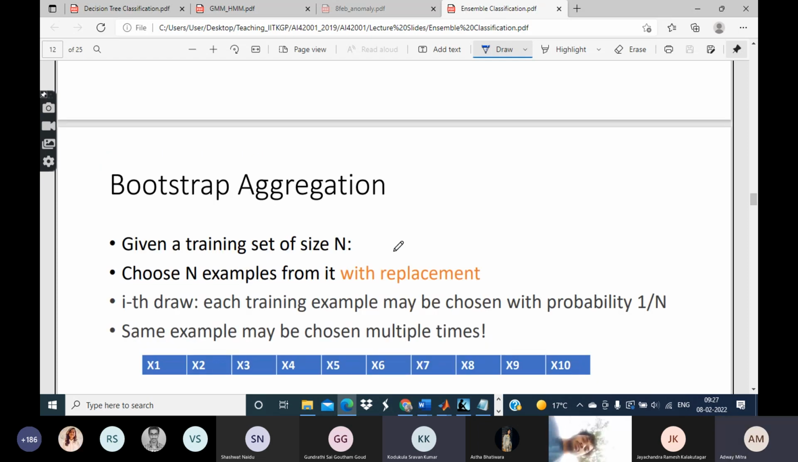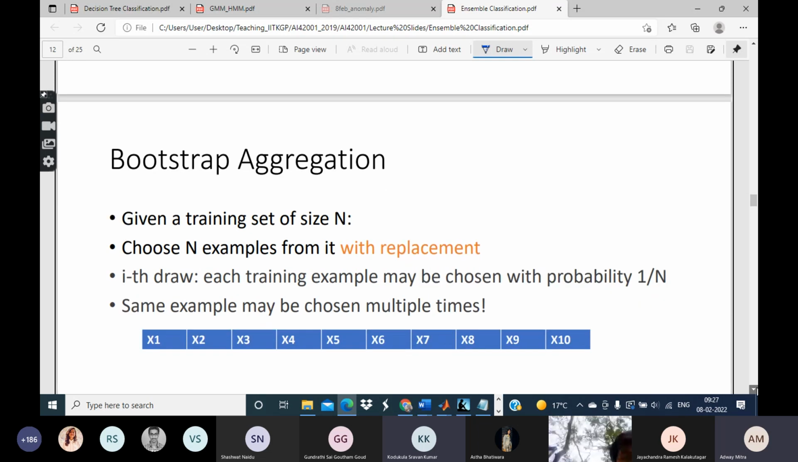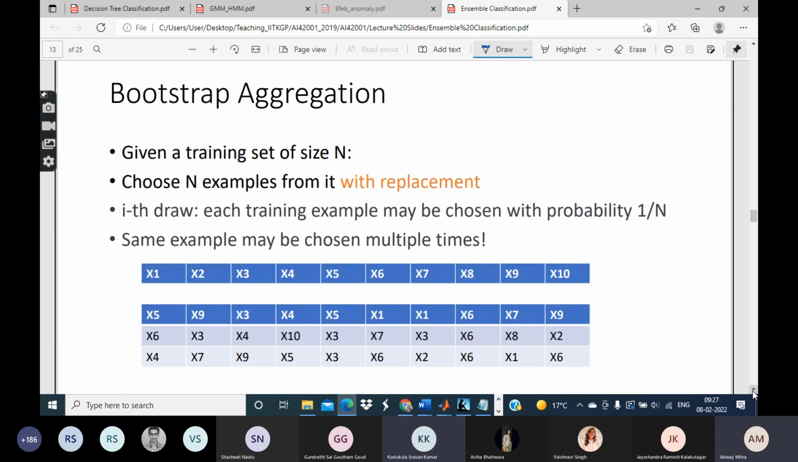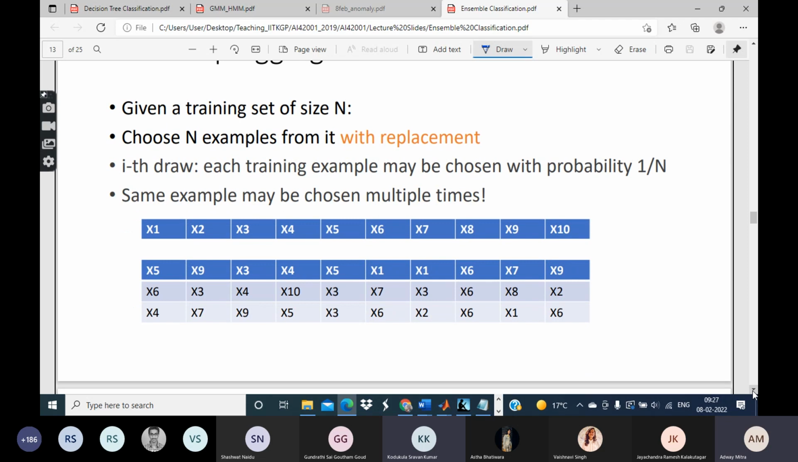Just to give a demo, let us say these are the 10 examples which you have, from x1 to x10. This is the set of examples which you got in your first round of 10 draws. As you can see, certain things are repeated, for example x5 appears twice, x9 appears twice, but x2 does not appear even once, x8 also does not appear even once.